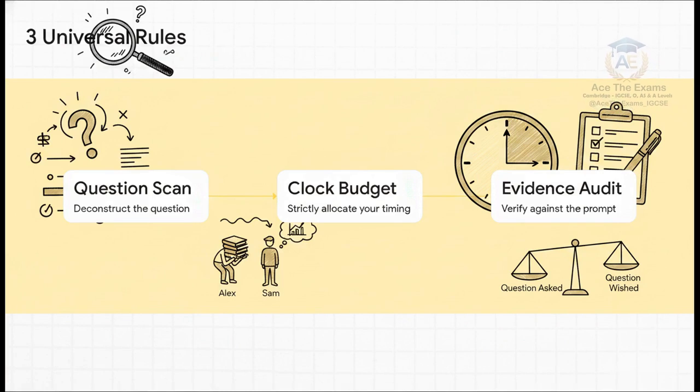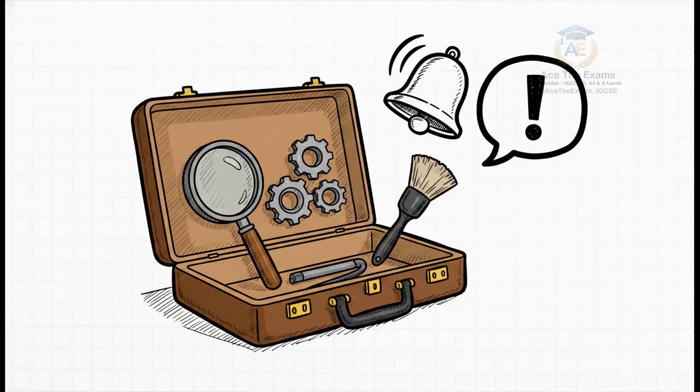Before you hand that paper in, review your work against the prompt. Make absolutely sure you answered the question they actually asked, not the question you wish they had asked. You now have the forensic toolkit to systematically dismantle the Arabic 9680 paper. But our investigation doesn't stop here.